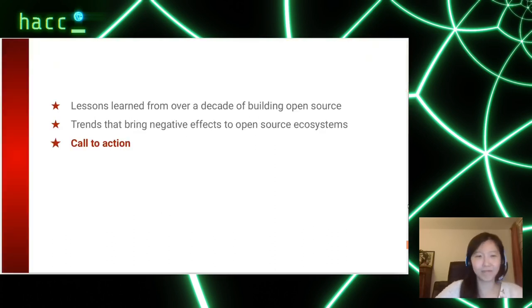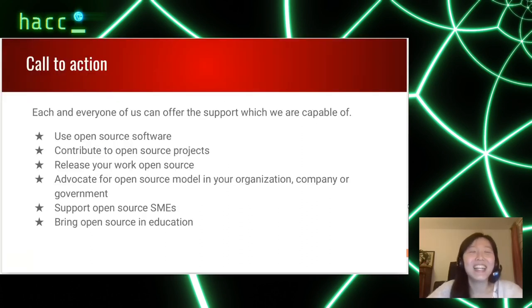Call to action. Each and every one of us can offer the support we are capable of. There are so many things we can do to become a good citizen. First of all, use open source software, as in the example I mentioned earlier.